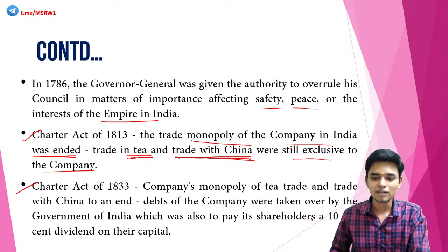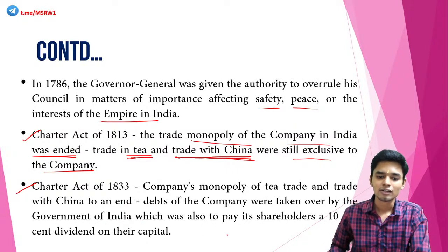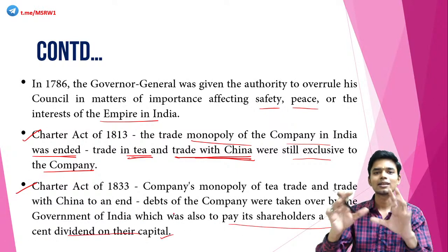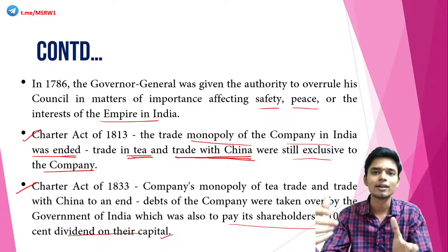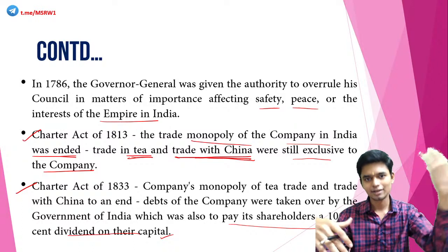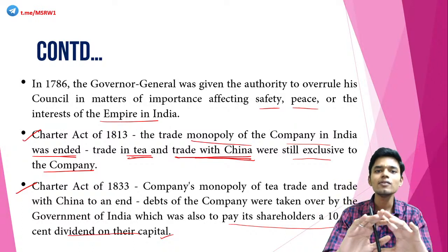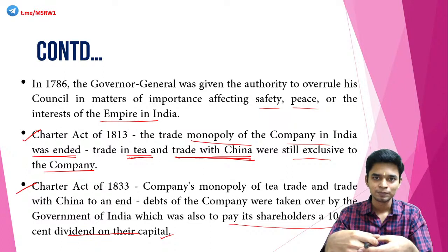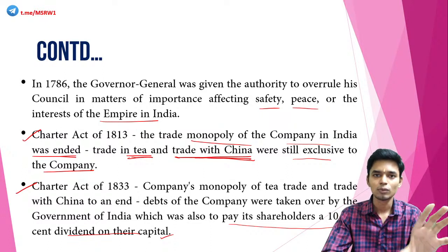The debts of the company were taken over by the Government of India, which was also to pay its shareholders a 10% dividend on their capital. So basically, the company has started to decline a lot in terms of power, and the Government of India, and hence the Government of Britain, started to have a major role in maintaining the affairs of India. Okay, there are plenty of other points in both these acts.